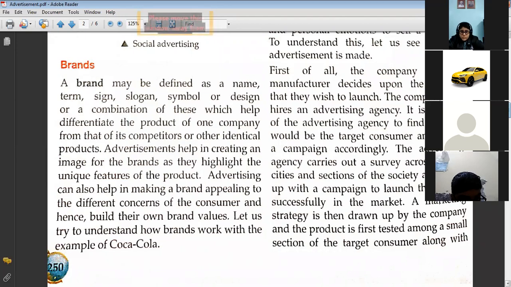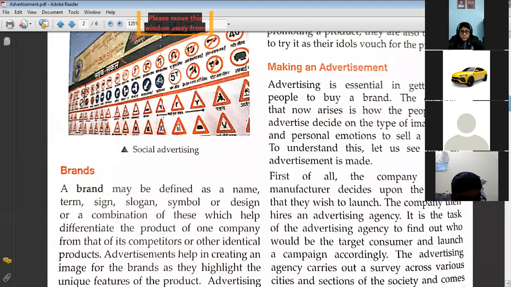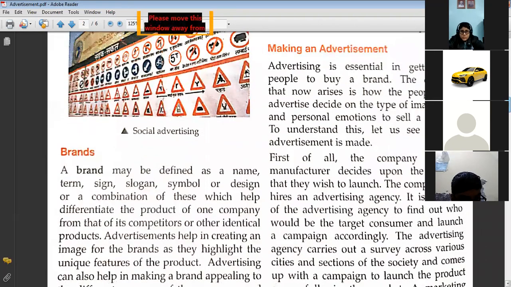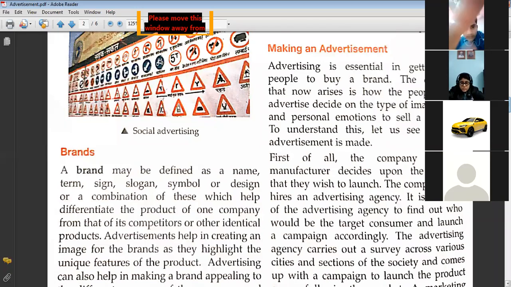Right. So basically, here they have explained how advertisements are made. First of all, it is very essential. Advertising is a very, very important part of getting people to buy a brand. See, earlier advertisements began with newspapers, pamphlets, and hoardings, but then they came to television as well, right? Then they came to radio. Now advertisements are flooding social media, right, children?